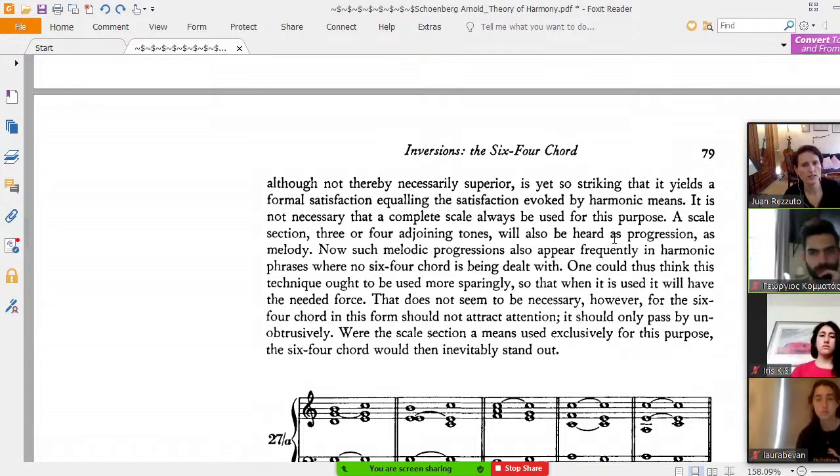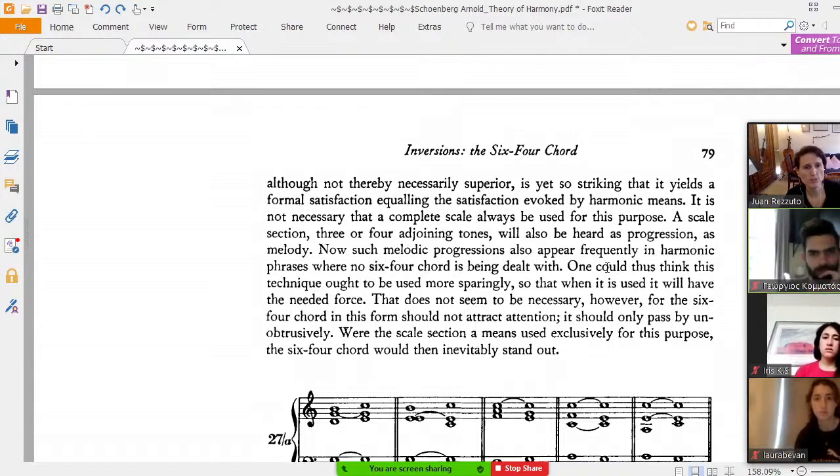It is not necessary that a complete scale always be used for this purpose. A scale section, 3 or 4 adjoining tones, will also be heard as progression, as melody. So the chords are used now not in the usual way. It's an approximation to the ornamental, the ornamental side of harmony. You have several hierarchies.